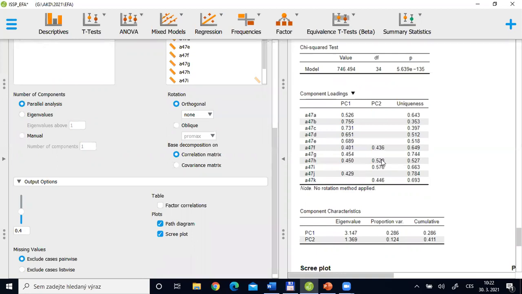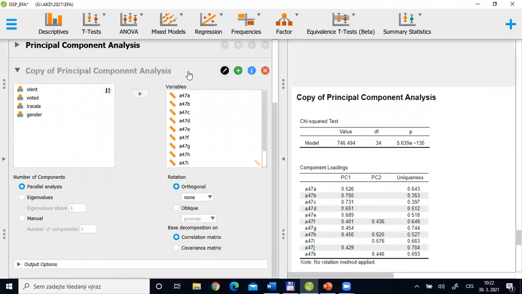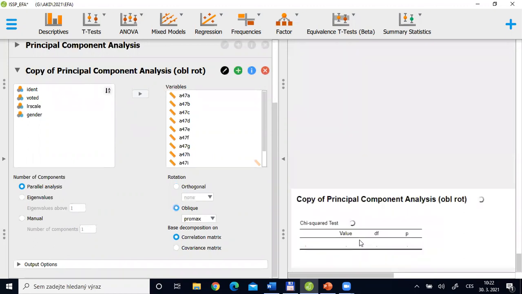And once again, as we have an expectation that oblique rotation would be the best one, I would make a copy. I would change the title, oblique rotation. So here it is, and I would ask for the oblique rotation solution. So I guess that JASP will once again recompute my result. And this would be maybe the best result according to principal component analysis.